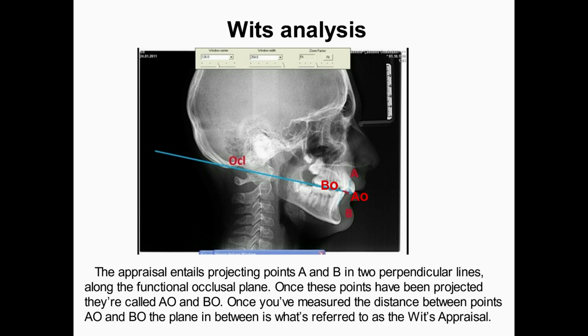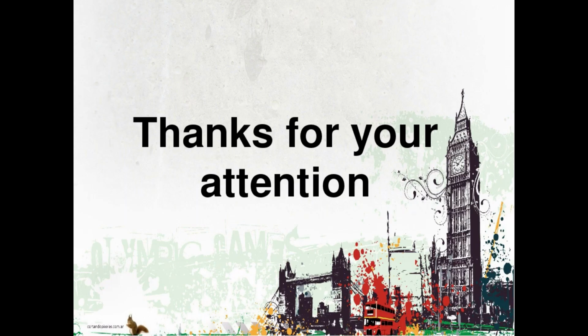Wits analysis. This analysis compares the relationship of the maxilla and mandible with the occlusal plane. Perpendicular lines from both point A and point B are drawn to the functional occlusal plane to give points AO and BO. The distance between AO and BO is then measured. The average values are 1 mm for males and 0 mm for females.